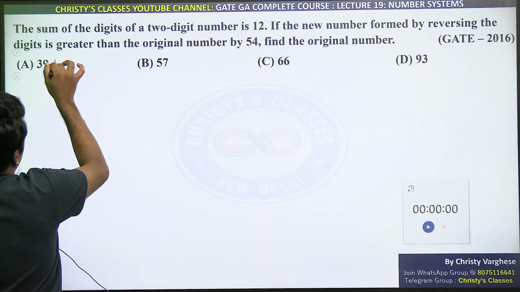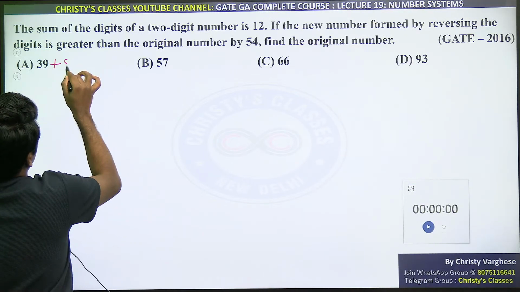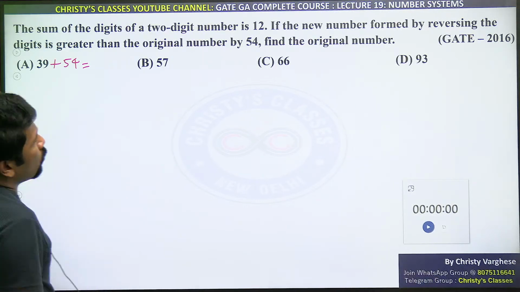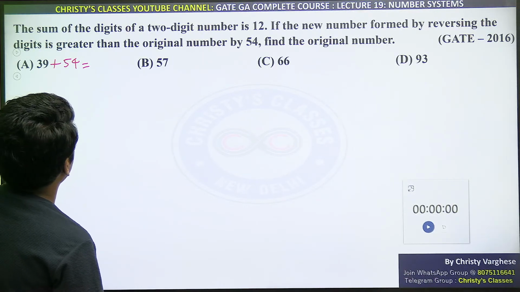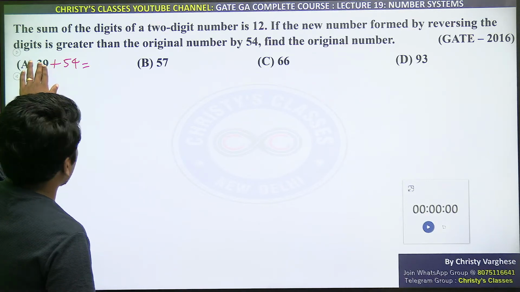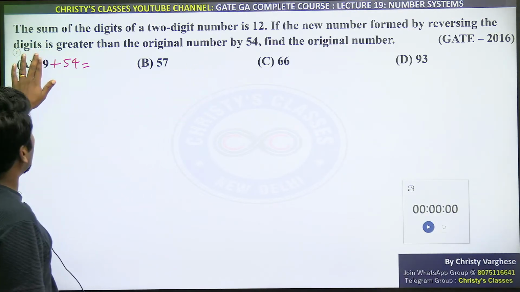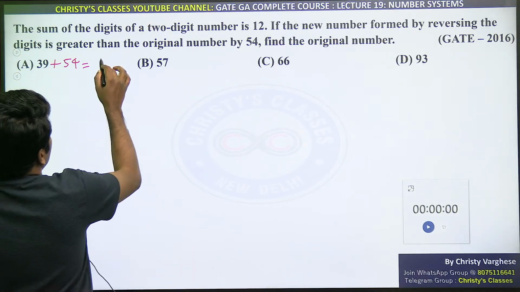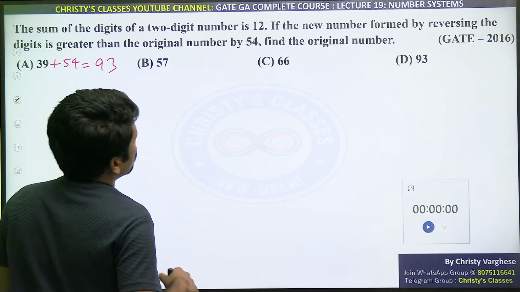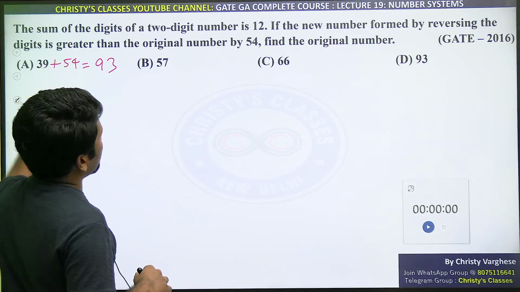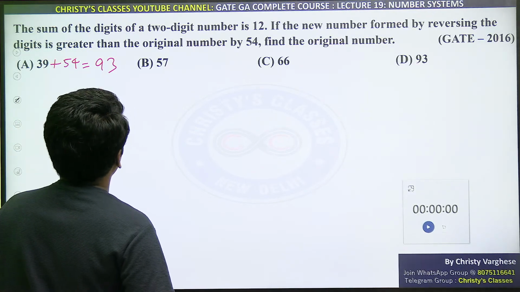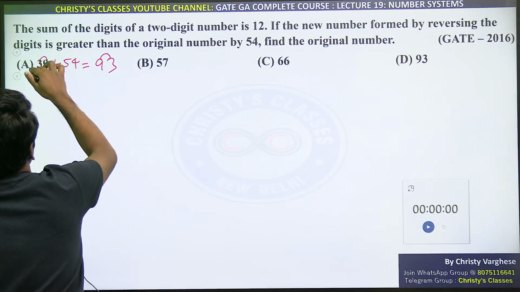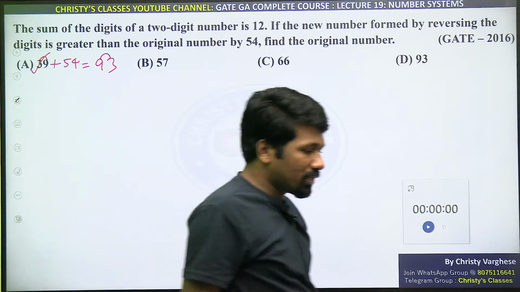So if 39 is the original number, greater than the original number means 39 plus 54. If the new number formed by reversing the digits is greater than the original number by 54, what is the original number, is asked. If 39 is the original number, adding 54 to 39, what do we get? We get 93. So that should be the reverse of 39. Is that satisfying the condition? Yes. The reverse of 39 is 93. So option A is the answer. Are you all understanding how option A is the answer?